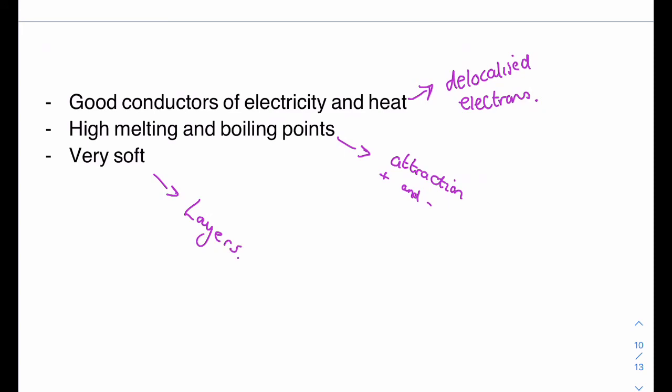So that is a run through of what metallic bonding looks like, some of the factors that cause it to become a metallic structure, and then the properties and how that links to the image that we saw right at the beginning.